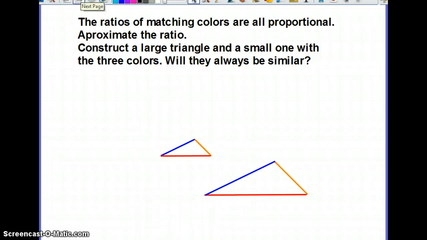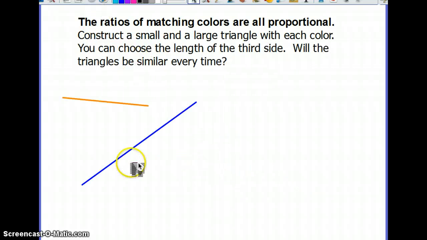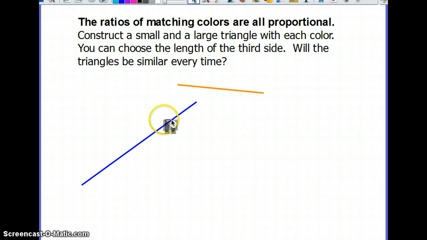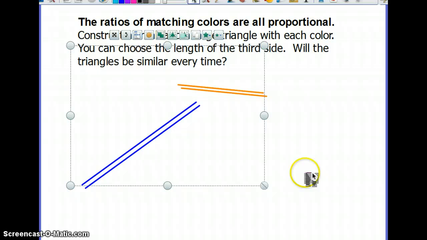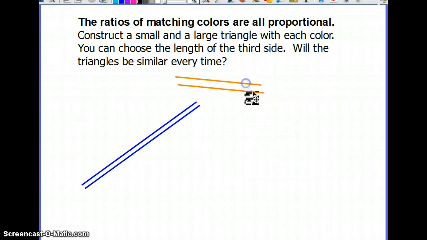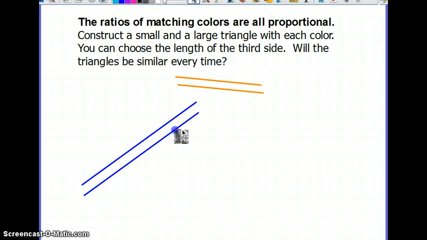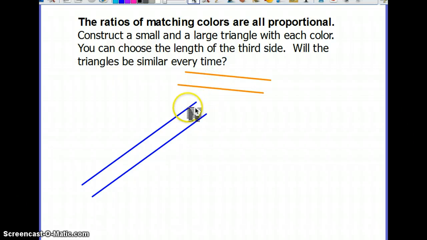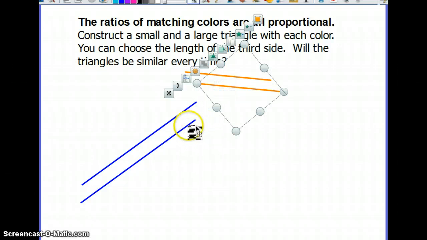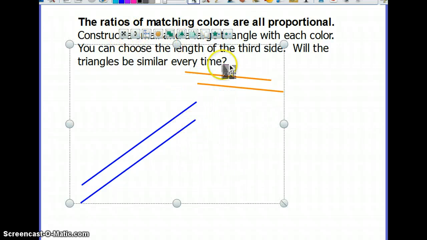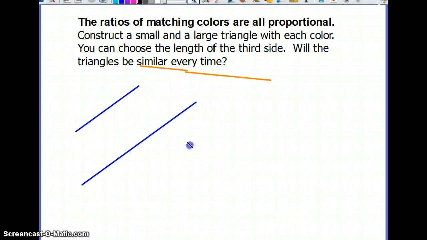Alright, so let's look at another example. This time I've got 2 sides here. I'm going to duplicate them. Right now the 2 oranges are congruent to each other, the 2 blues are congruent to each other, so the original orange and blue have a ratio of 1 to 1 with the new blue and orange one. But let's change that up. So let's take a blue and an orange and let's shrink them down to size.